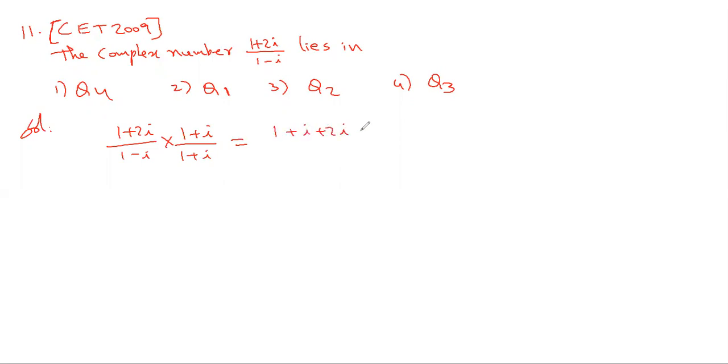So it becomes 3i minus 1 by 2, whole by 2, plus 2i square by 2. So this is minus 2, 1 plus 1, minus 1 plus 3i by 2. By 2 doesn't matter. Only, yeah, x negative, y positive, second quadrant. Third option.